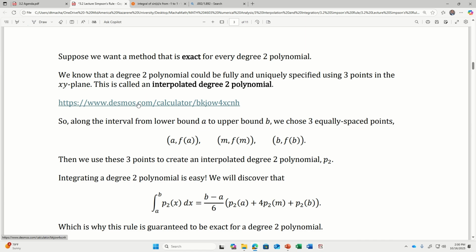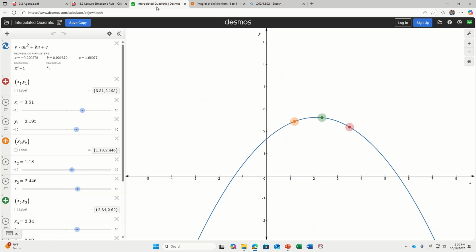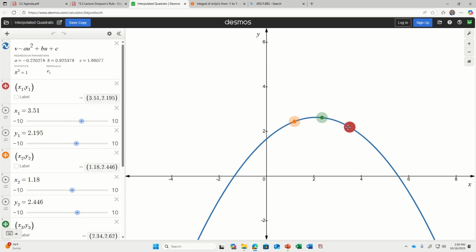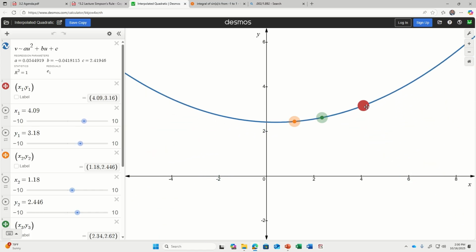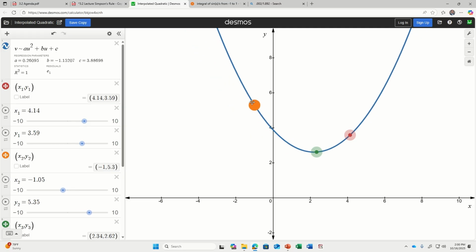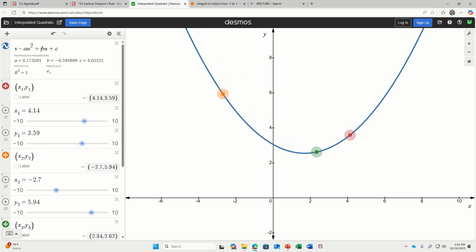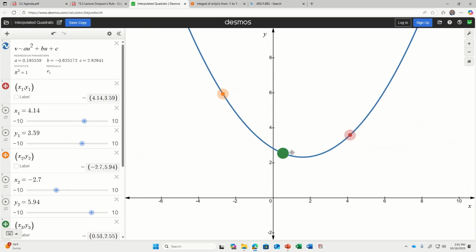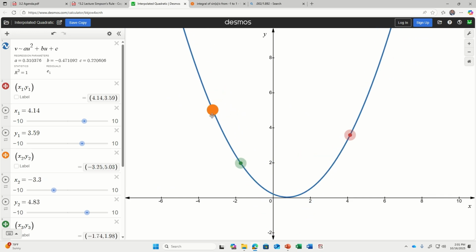I'm going to show you something on Desmos that's called an interpolated degree 2 polynomial. And what I mean by that is, if I say I want a degree 2 polynomial that interpolates these 3 points, what I'm saying is find me a polynomial that looks like ax squared plus bx plus c, and make those a, b, and c coefficients just finely tuned so that my parabola passes through all 3 points exactly.